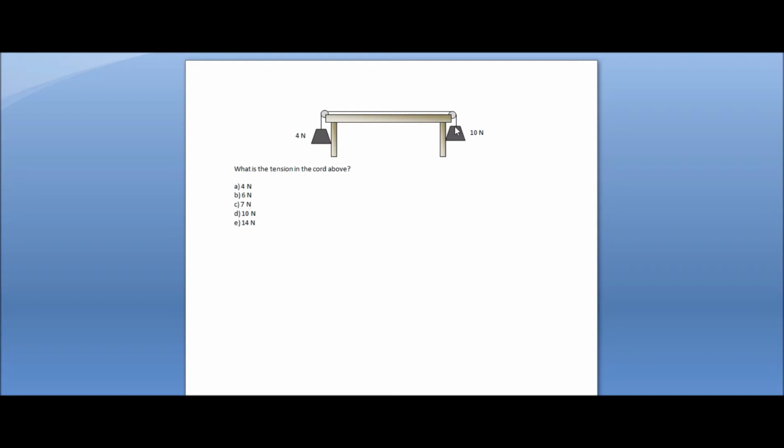So here's the idea. The 4 Newton weight is pulling on the 10 Newton as hard as the 10 Newton is pulling on the 4 Newton. So this one can't pull any harder than this one can. You can imagine this weight is pulling on that molecule in the string with 4 newtons, and that molecule is pulling on the next one with 4 newtons, and so on, until you get to the other weight. So really, let's see if we can draw a little diagram.